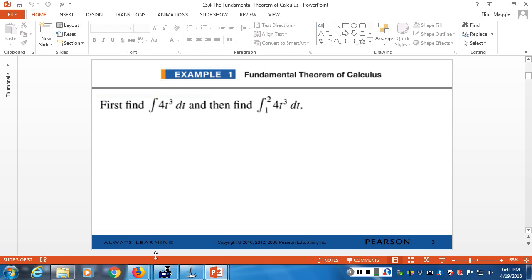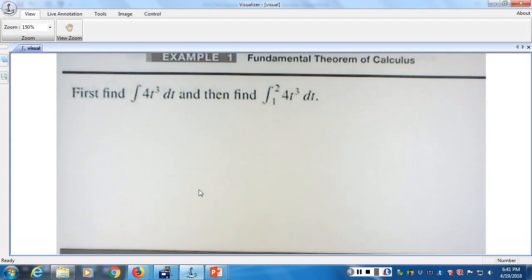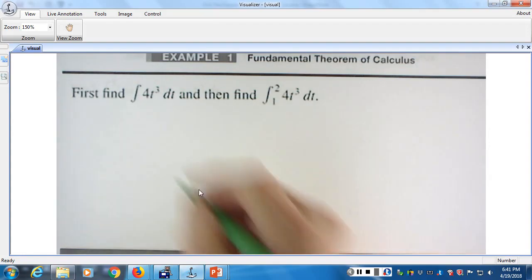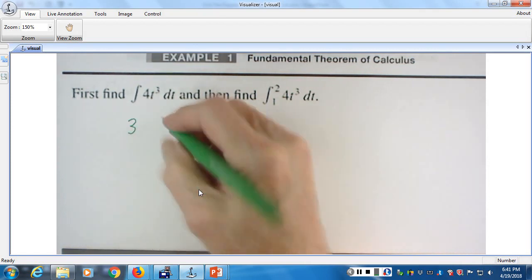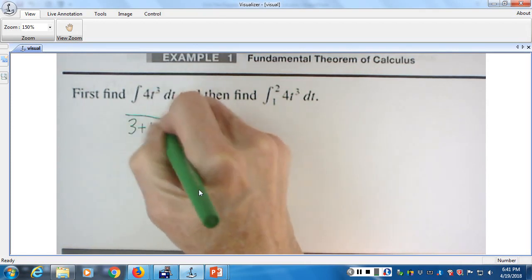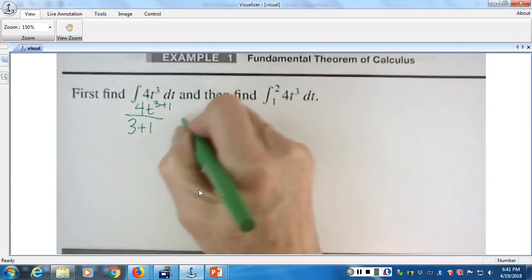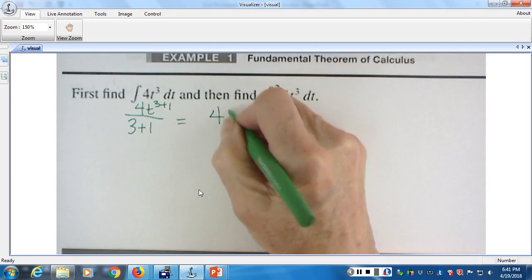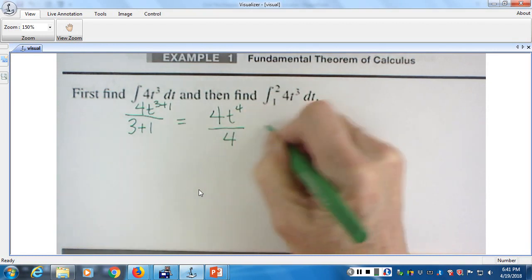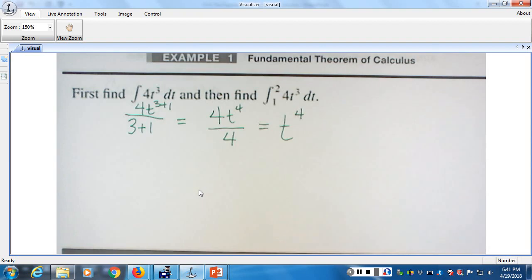So what is the integral of 4t to the third? What is the antiderivative? Okay. You bring your 3 underneath and add 1, and then add 1 to the power. So what you wind up with is 4t to the fourth over 4, which comes out to be just t to the fourth. Okay? There's your first step.